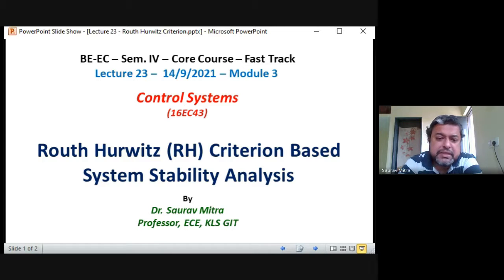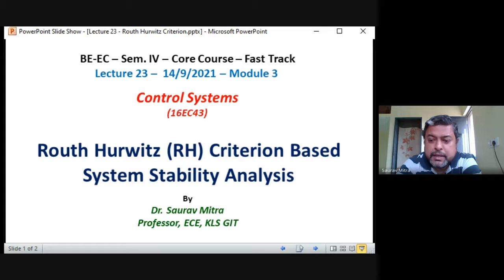I was just giving the example of a system of order 10. Even if the system has order 10, there are 10 poles. In that case, if suppose 9 poles are in the left hand side of the S plane and 1 pole is in the right hand side of the S plane, then also the system will become unstable. So for the system to be stable, all of its poles should be in the left hand side of the S plane.